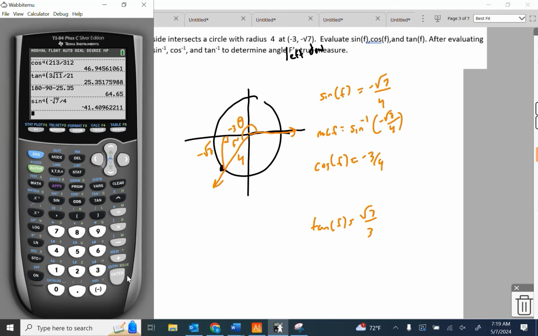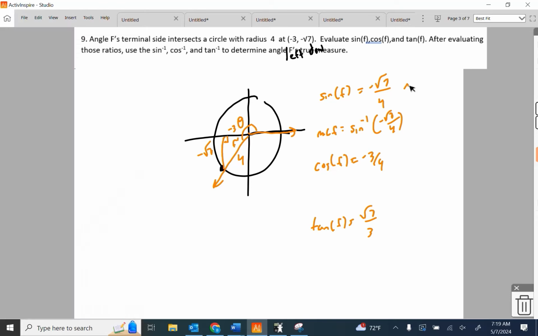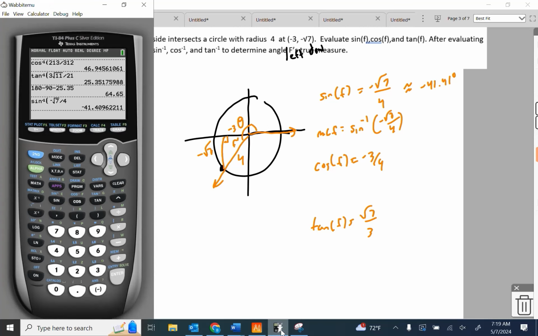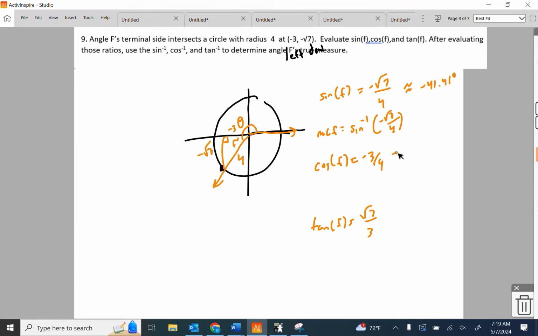It says it's about negative 41.41 degrees. That would be over here in quadrant 4, wouldn't it? It's funny how that works. All right, the arc cosine of negative 3/4 is 138.59 degrees.